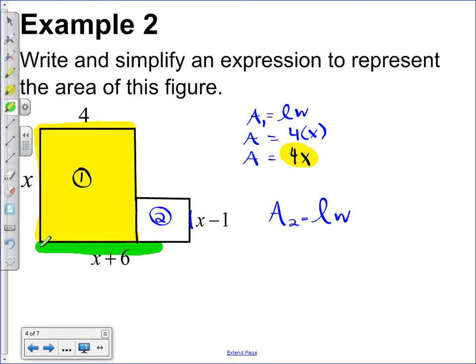This is the full length, which is x plus 6. I want just that little bit.